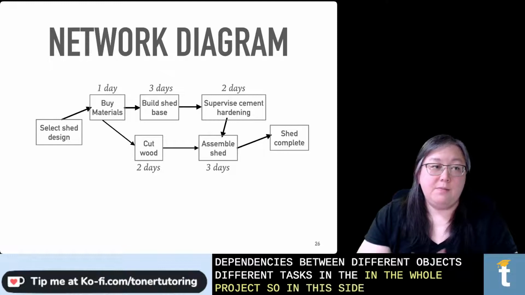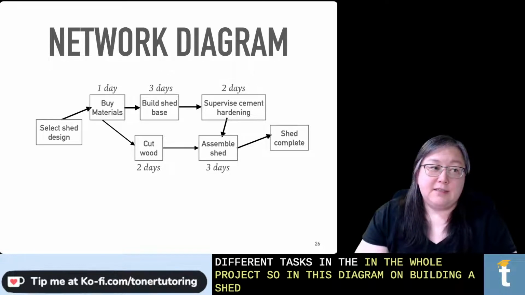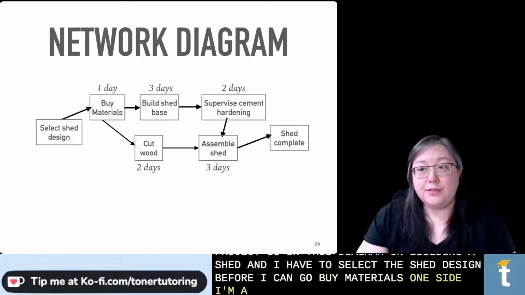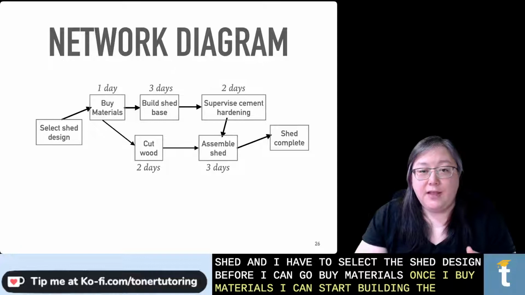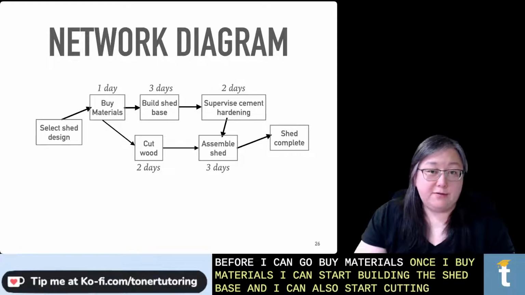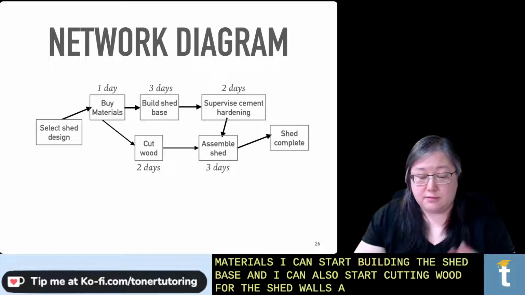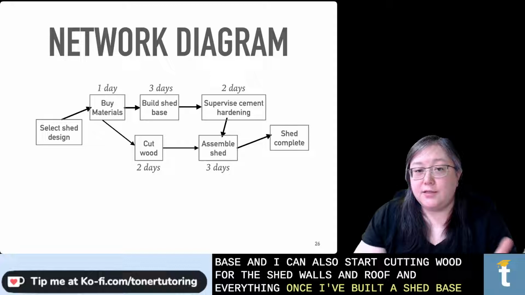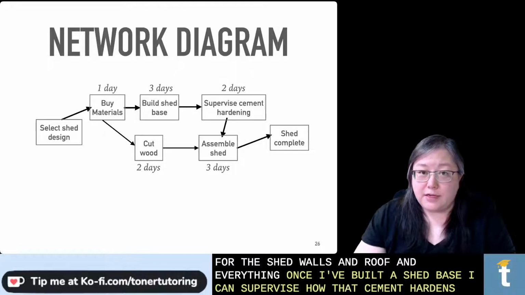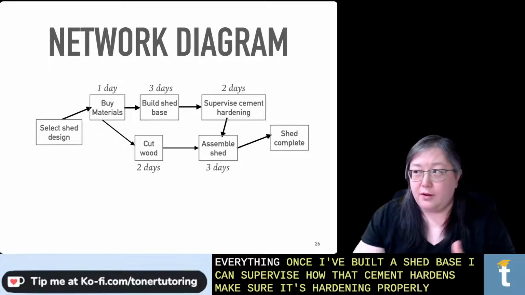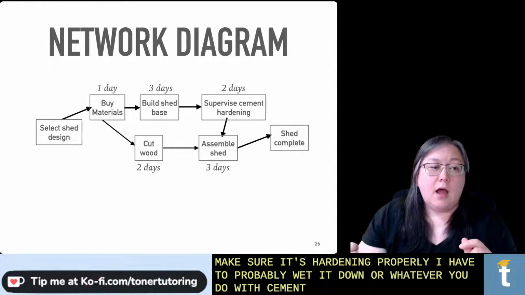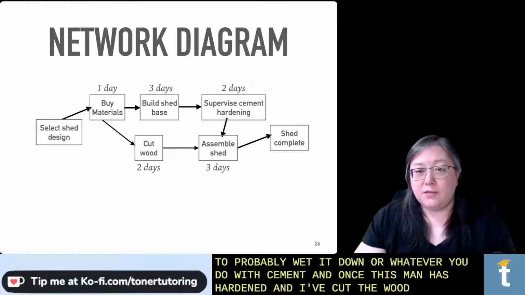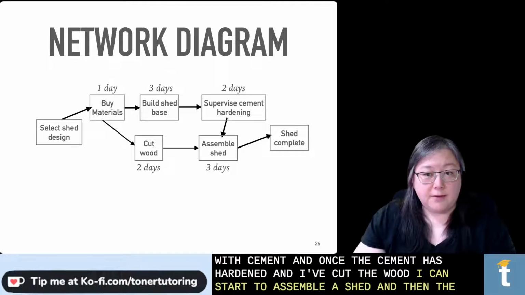So in this diagram, I'm building a shed, and I have to select the shed design before I can go buy materials. Once I buy materials, I can start building the shed base, and I can also start cutting wood for the shed, walls and roof and everything. Once I've built the shed base, I can supervise how that cement hardens, make sure it's hardening properly. I have to probably wet it down or whatever you do with cement. And once the cement has hardened and I've cut the wood, I can start to assemble a shed, and then the shed will be complete.